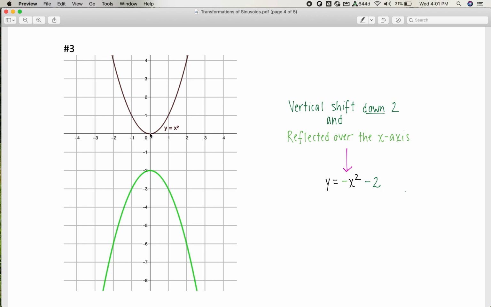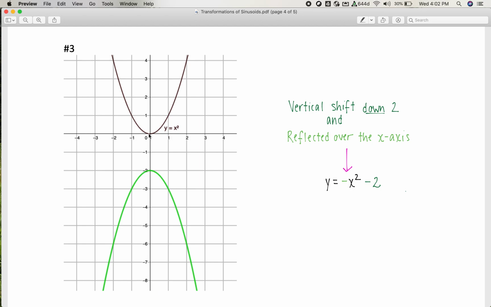One thing to notice is that the vertex slid 2 units down the y-axis, which we can see right here with a minus 2 at the end of the equation. And then the other big change is that the parabola has flipped upside down. It's like we took the original parabola and reflected it upside down over the x-axis before we slid it down too.